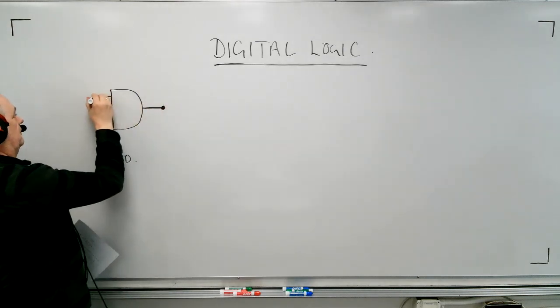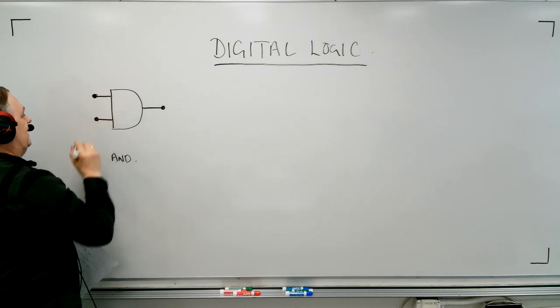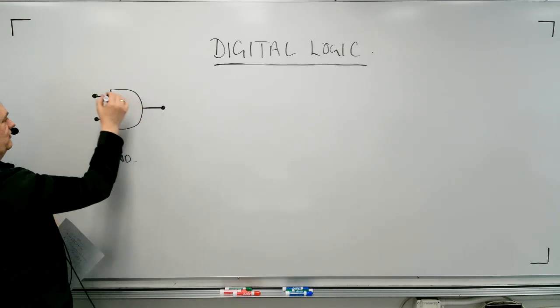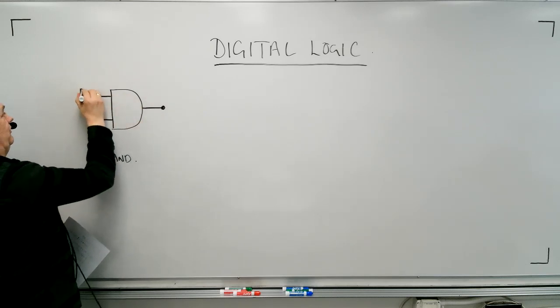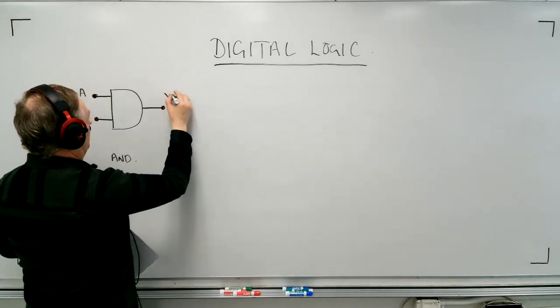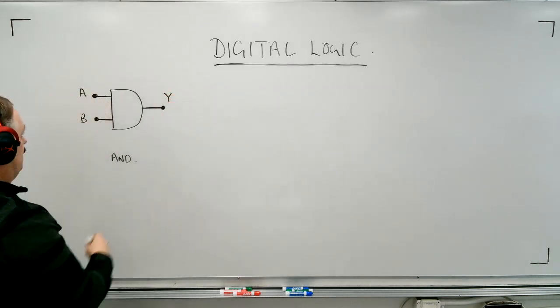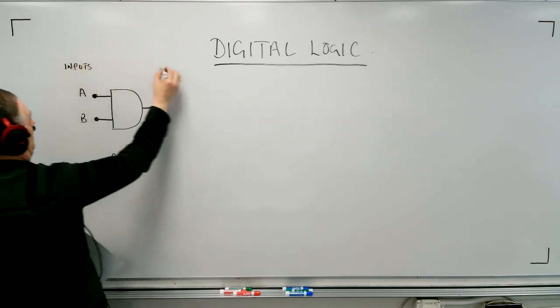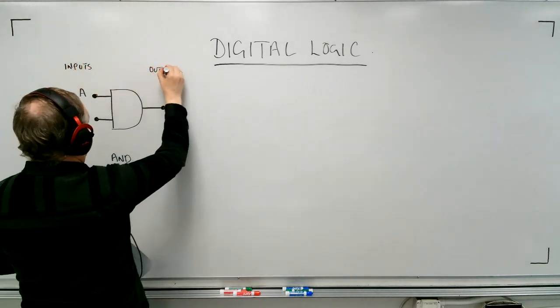So an output there. And we usually label these, there's no real specific way, but it's fairly common, if you're starting at the beginning, that you would label the inputs as A and B. You can call this whatever you want. I'm going to call the output Y. And these are inputs, and this is the output.